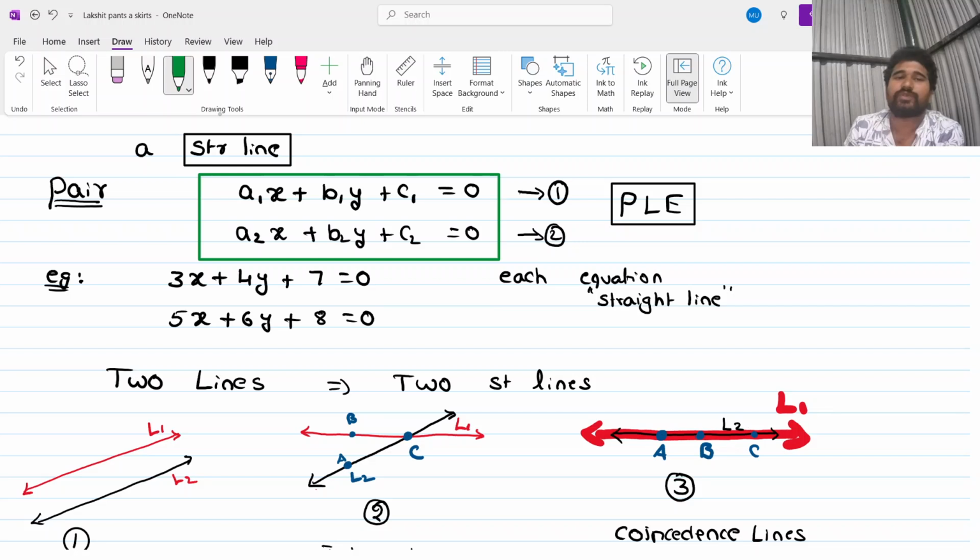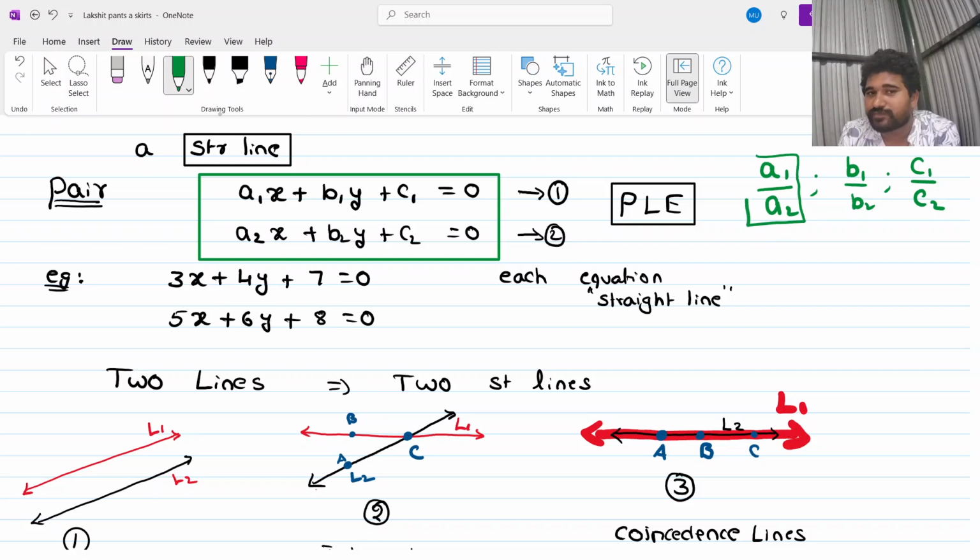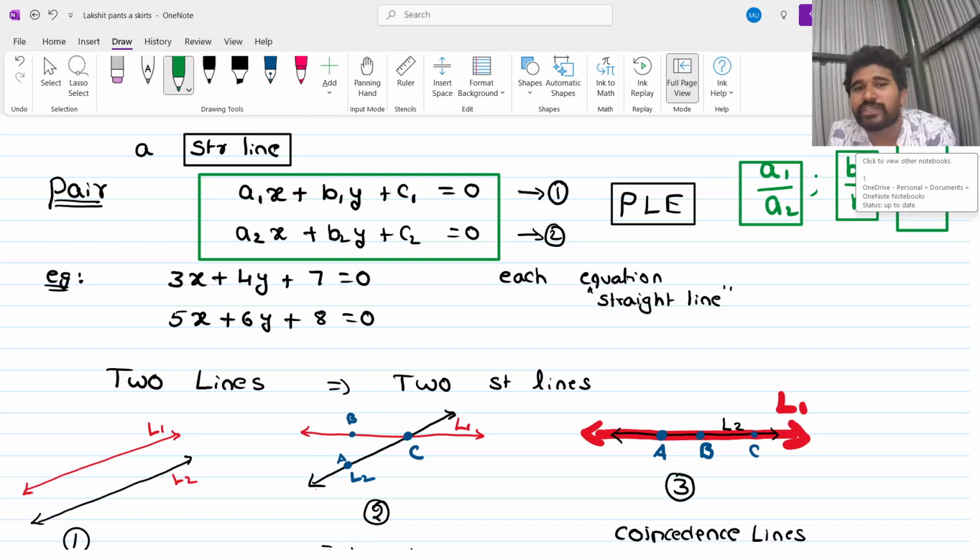Now what we need to do is, first get these values. A1 by A2 you get. Next, B1 by B2 you get. Next, you have to get C1 by C2. Get these values first. What values do we have to get? A1 by A2, B1 by B2, and C1 by C2. Clear?